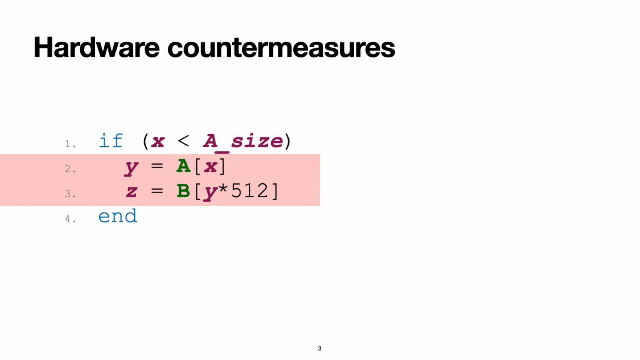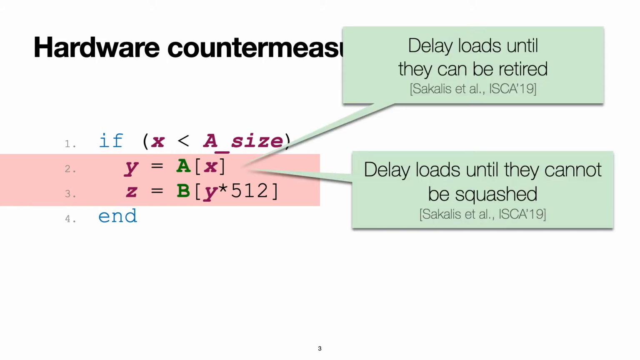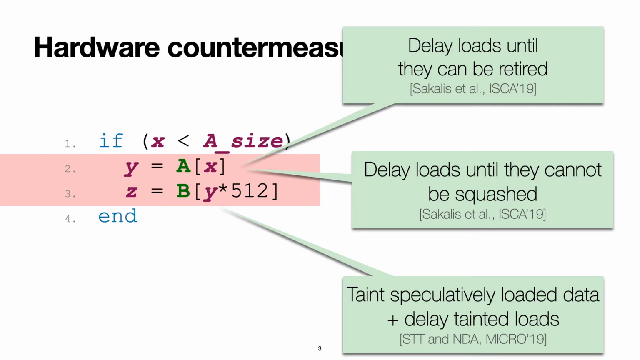Other countermeasures implement different ways of blocking such a leak. For instance, load delay countermeasures, such as those proposed by Sakalis and others, prevent the leak by delaying the first load until the branch instruction is resolved. In contrast, hardware taint tracking countermeasures taint the result of the first memory access and delay the second one, thereby preventing the transmission, namely the encoding into the cache, of the information.